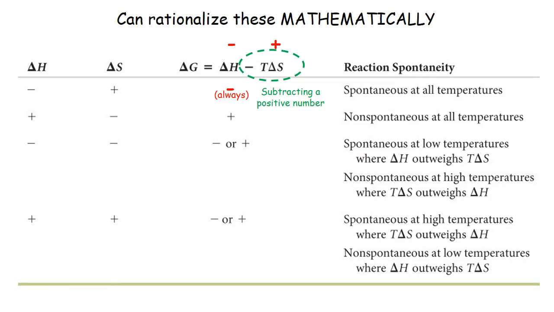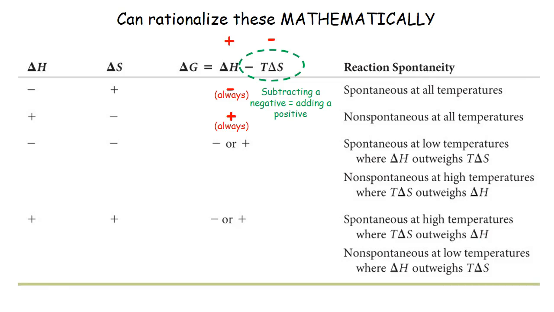Now let's change things a little bit. Make this a positive delta H and a negative delta S. Now what we're doing is we're subtracting a negative value, which is like adding a positive value. So we're basically taking a positive number and adding another positive number to it, which means that delta G, the result of this mathematical equation, will always be positive, which means it will always be non-spontaneous.